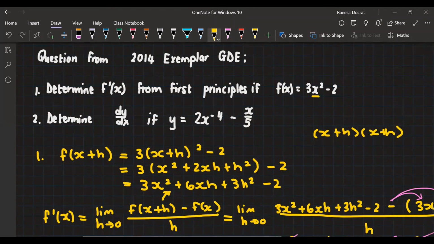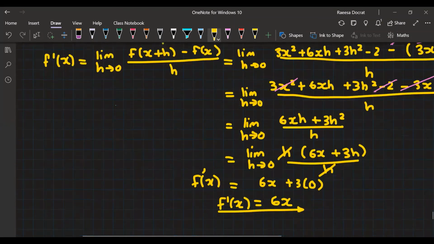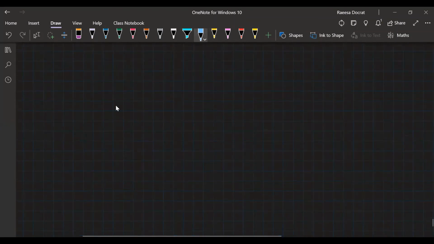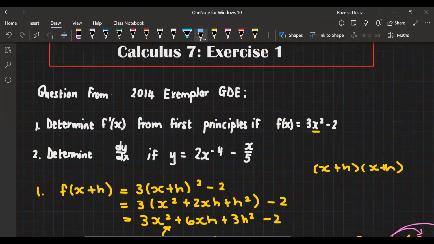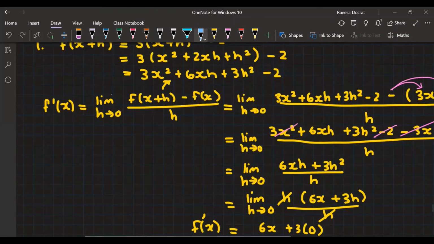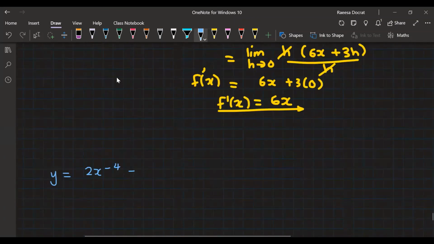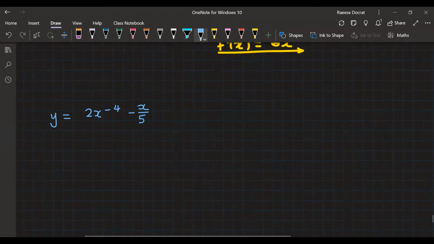It says determine dy by dx if y is equal to 2x to the power of minus 4 minus x over 5. So this is like that. Y is equal to 2x to the power of minus 4 minus x over 5. Okay. So we're going to get what's dy by dx.